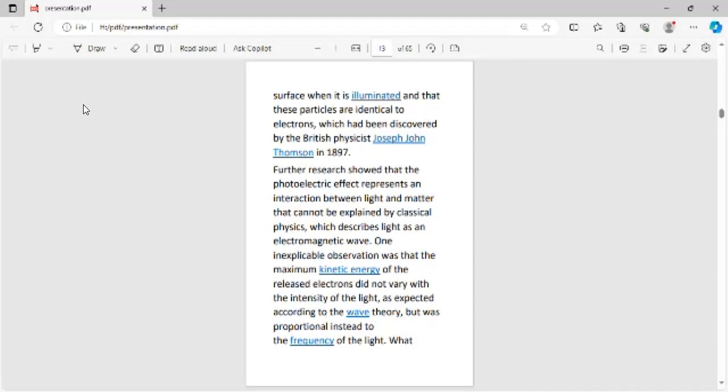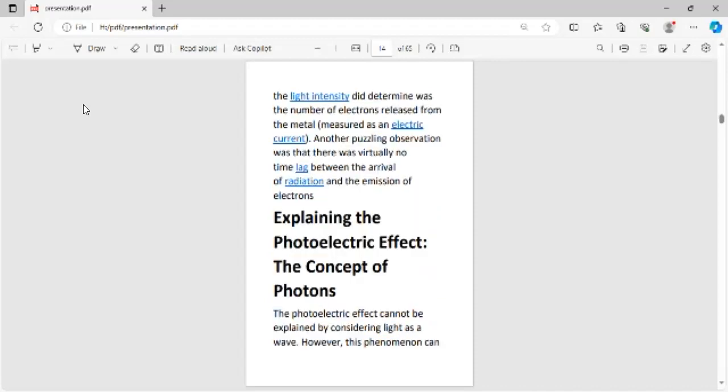One inexplicable observation was that the maximum kinetic energy of the released electron does not vary with the intensity of light, but it varies with its frequency. The light intensity did determine the number of electrons released from the matter. Another puzzling observation was that there was virtually no time lag between the arrival of radiation and the emission of electrons, which means that this phenomenon occurs in no time.